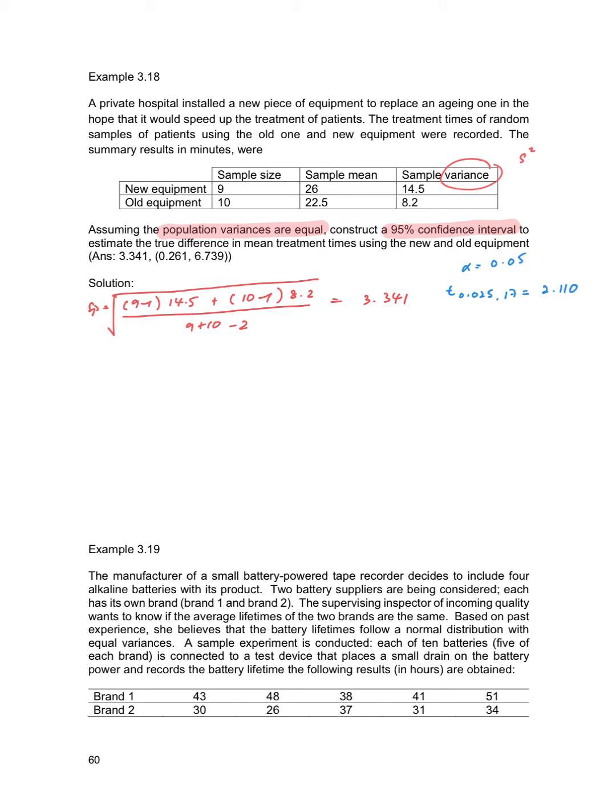We get x bar 1 minus x bar 2, 26 minus 22.5, plus minus the critical value tadi kita dapat 2.110. Okay, darab dengan SP, 3.341, times 1 over 9 plus 1 over 10. So finally we get the answer: 0.261 and 6.739.